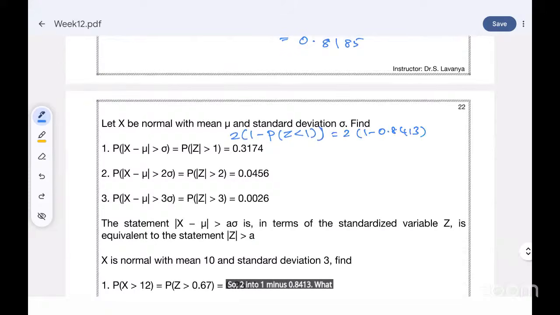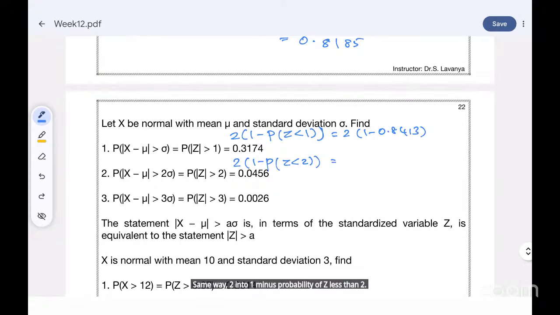What is the answer? You get the same answer, right? Yes or no? Yes, ma'am. Same way, 2 into 1 minus probability of Z less than 2.